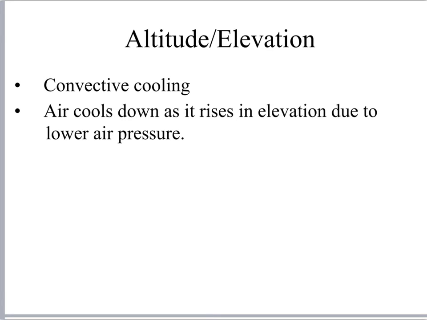An interesting thing, it actually cools down slower as it's rising up than it warms up. So it warms up a lot faster as it's coming down the same elevation change as it does going up. So that's going to give you a warmer or hotter side on one side of the mountain than the other side. This is called the rain shadow effect.